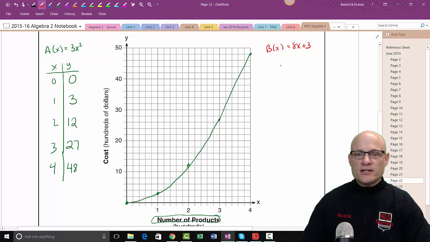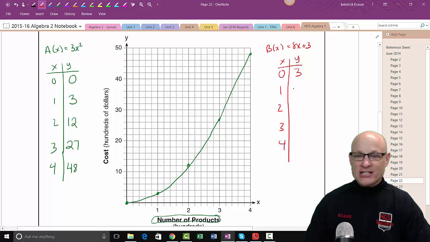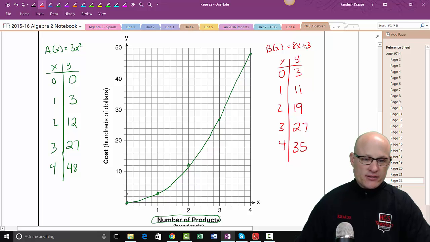So now I'll grab red, and we'll do the same thing for red, x and y. 0, 1, 2, 3, 4. Well, 0 here is 3. 8 times 1 is 8, plus 3 is 11. 2 times 8 is 16, plus 3 is 19. 3 times 8 is 24, plus 3 is 27. And 4 times 8 is 32, plus 3 is 35. So this is going to start at 0, 3.